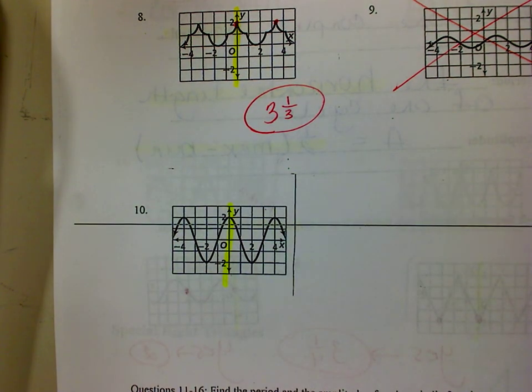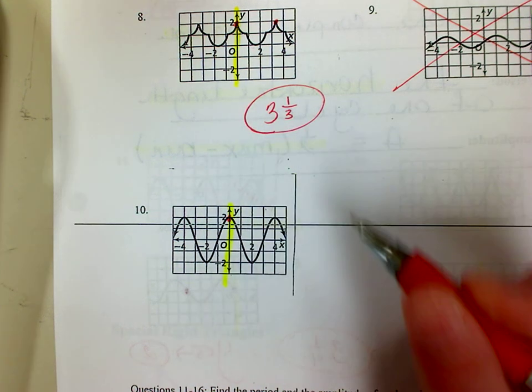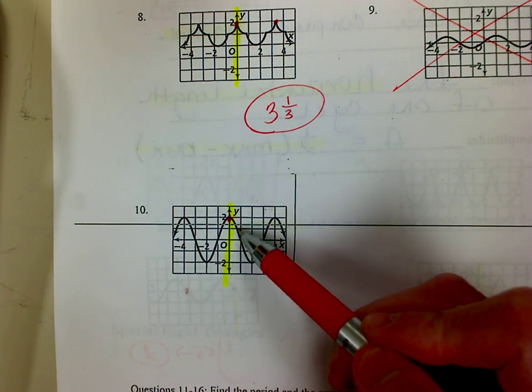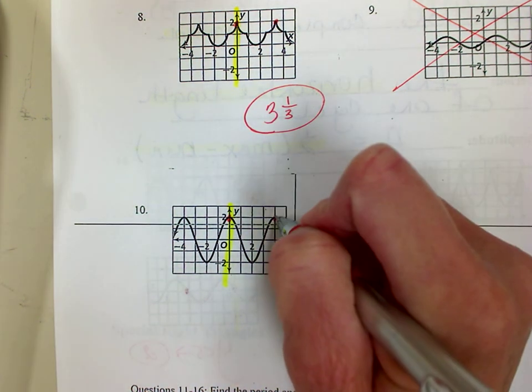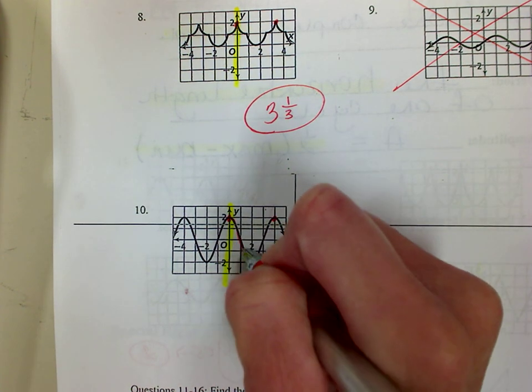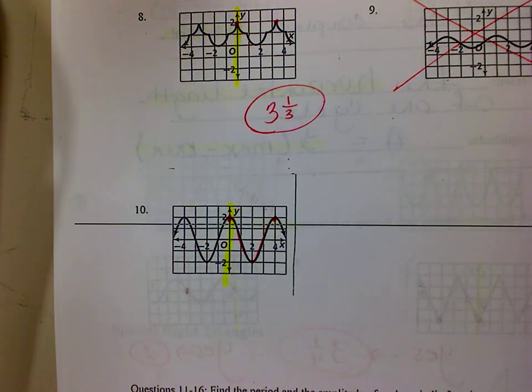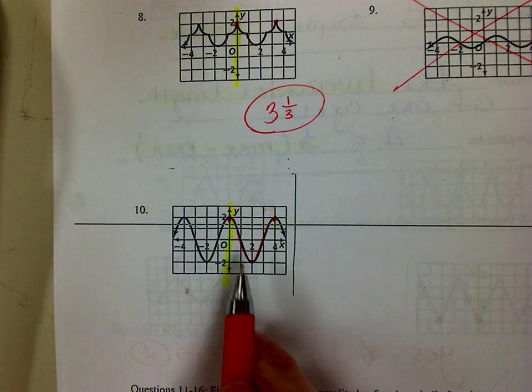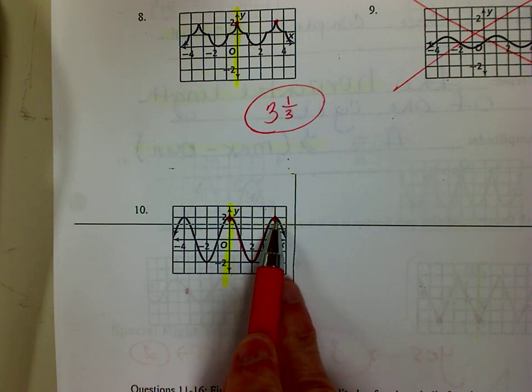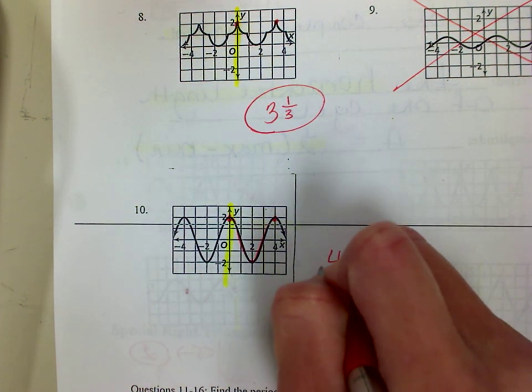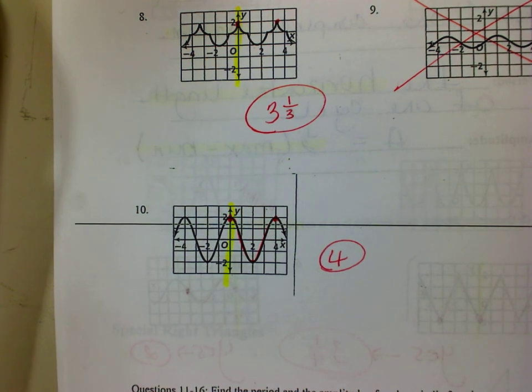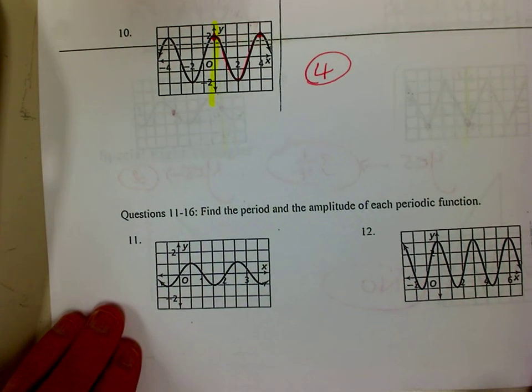So there's my y-axis. Starts up here. The next time it's up there is right here. So I got a bunch of these repeating throughout this graph. So 0 to 4. So my period is 4. All right, that's the period.